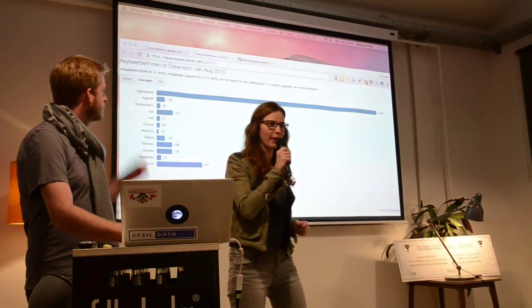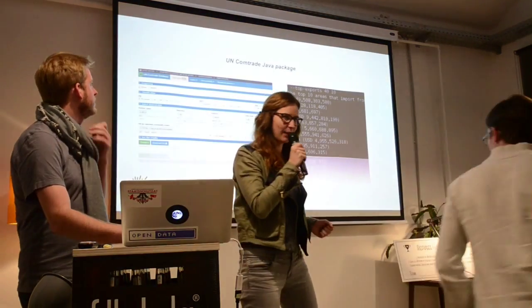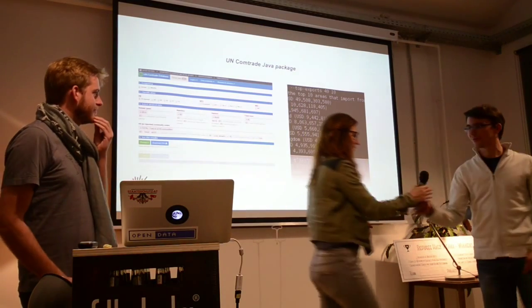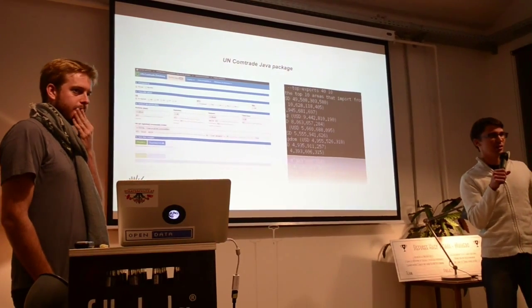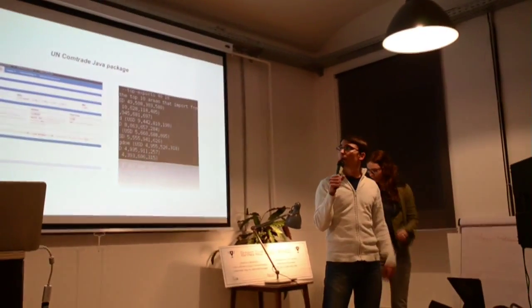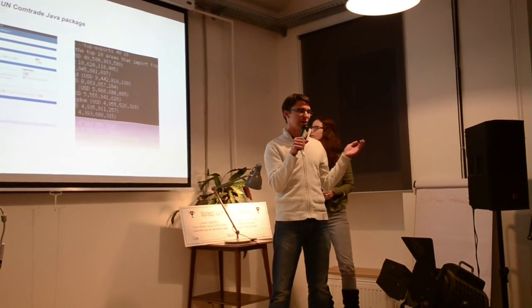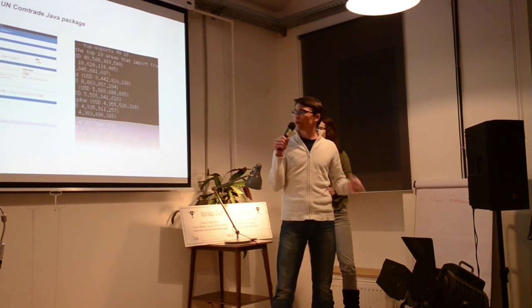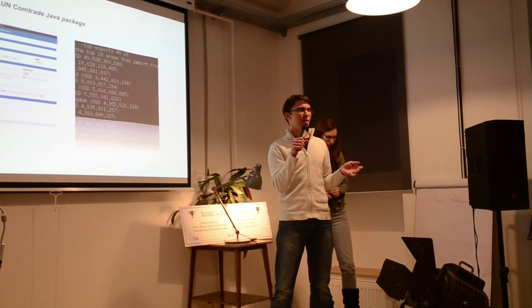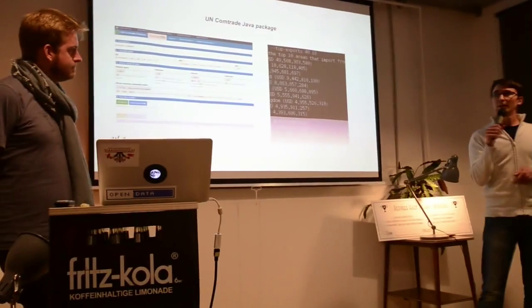Yeah, from one big picture to another big picture. Thomas looked at the UN Comtrade database. Exactly, yeah. So the UN Comtrade database is a database published by the UN about all the international trade in the world, reaching back a few decades even. And they are already very great at publishing it.